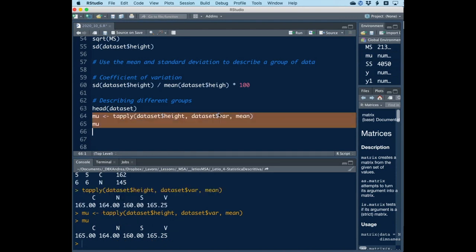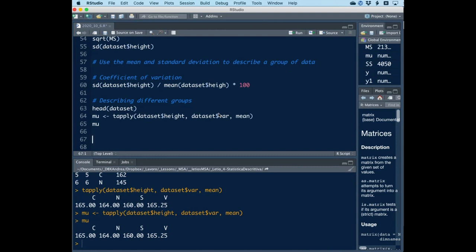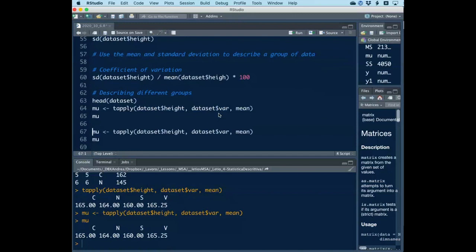Now I'd like to calculate the standard deviation, because I said we should never present only the mean. We should always present mean and standard deviation. So I will calculate the standard deviation. I'm copying the comments and replacing mu with sigma, another Greek letter which we use for the standard deviation, and replacing the function mean with the function sd, that stands for standard deviation.